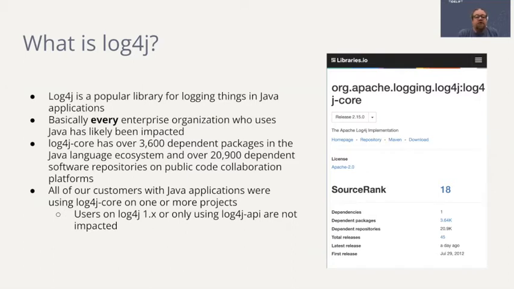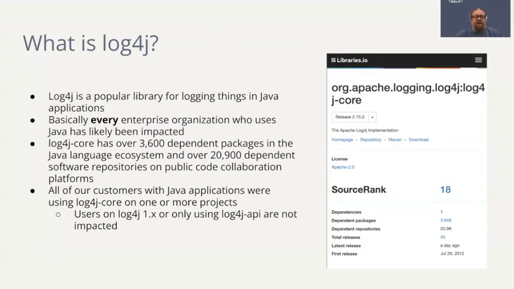Just in terms of our data on the libraries themselves, we record that Log4j core has 3,600 packages that depend on it directly. And we think that there's over 20,000 packages and repositories and code collaboration platforms that rely on Log4j, and that's just the public code available. As a data point, all of Tidelift's customers that use Java were using Log4j core on one or more projects.